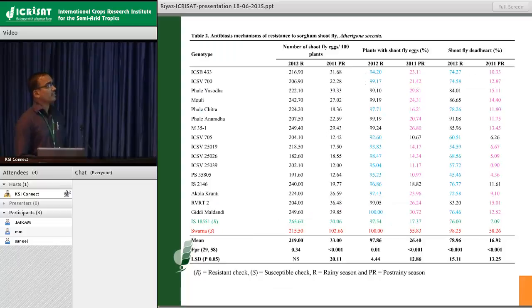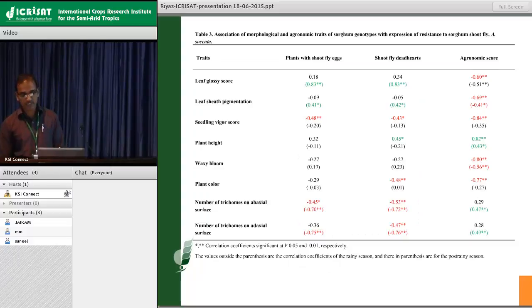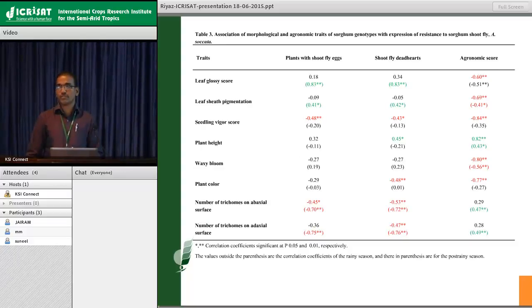Coming to the resistance mechanisms here, in sorghum it is a criterion that if a fruit fly lays eggs on a sorghum plant, then 100% it turns into a dead heart. Whereas you will see here more eggs laid on the plants and more plants bearing the eggs, but fewer plants with fruit fly dead hearts. This is a type of mechanism known as the antibiosis resistance mechanism, where even though the fruit fly lays eggs, the plant does not turn into a dead heart. It means some sort of mechanism is acting on the fruit fly which does not allow it to grow into an adult fly.